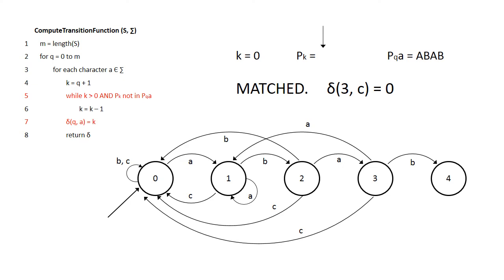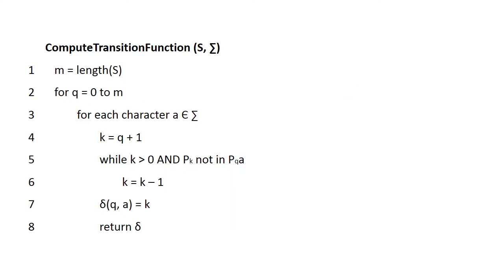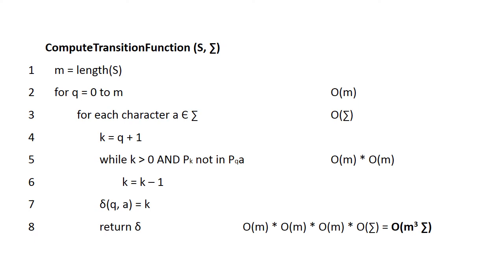Let's have a look at the time complexity of this algorithm. The first loop is order m. The second loop looks at each character in the alphabet, so it's order sigma. The first condition in the third loop is order k, which is order m. And with the string comparison condition, the number of individual character comparisons is at most the length of the string, which means it's order m as well. The rest of the code is order 1, which makes the complexity of this algorithm m cubed sigma, which is quite slow.